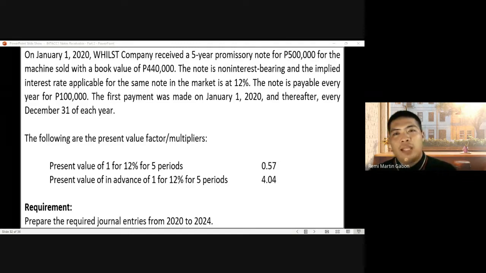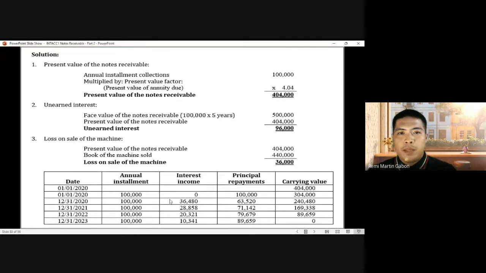Parang undiscounted, okay? So therefore, consistent siya na 1. Kung consistent siya na 1, mag-plus 1 tayo sa 3.40373 something. Kaya na-compute si 4.04. Sige, para mas maintindihan nyo, proceed tayo sa solution.